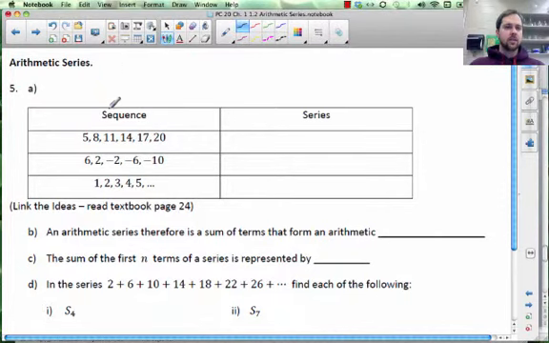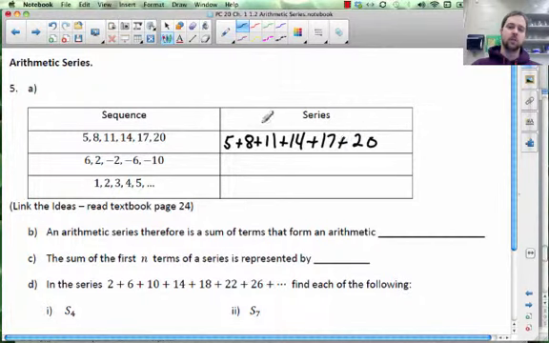An arithmetic series, this is what a sequence would look like. Now, a sequence is just a sequence of numbers with a common difference between them. So this one would have a common difference of 3, this one would have a common difference of -4, this one would have a common difference of 1. Now, a series is the exact same thing as a sequence, except now we are finding the sums. So it would look like this.